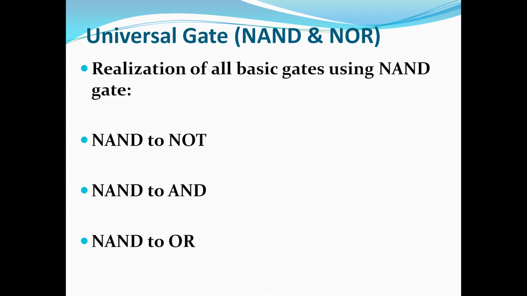Next is the universal gate: realization of basic gates using the NAND gate. Realization means studying how to implement the basic gates using only the NAND gate. First we will study how to implement the NOT gate, then the AND gate, and then the OR gate, all using only the NAND gate.